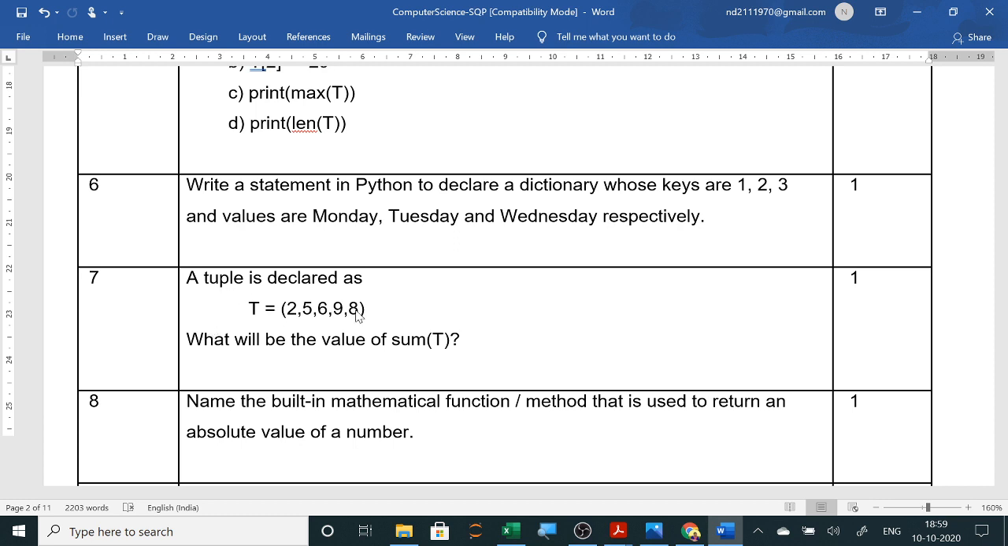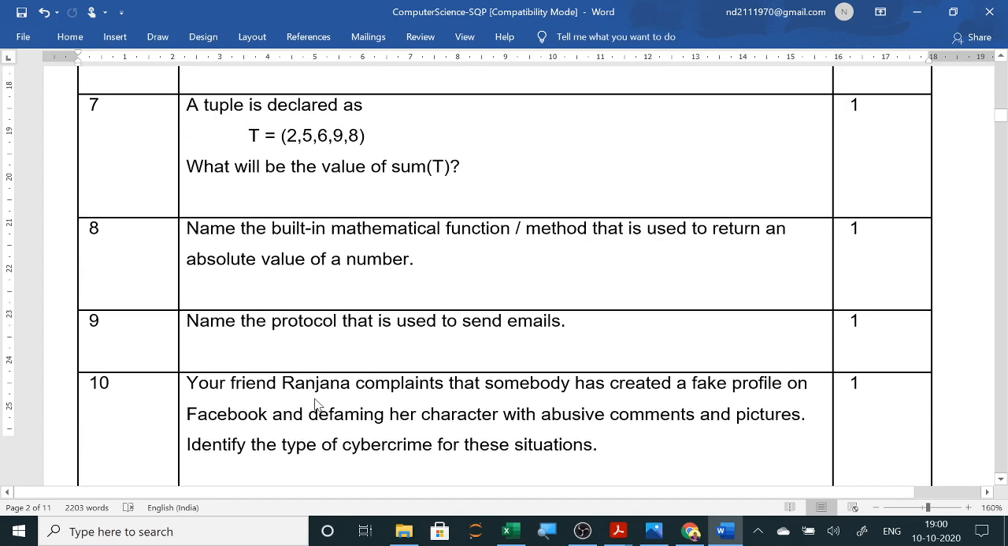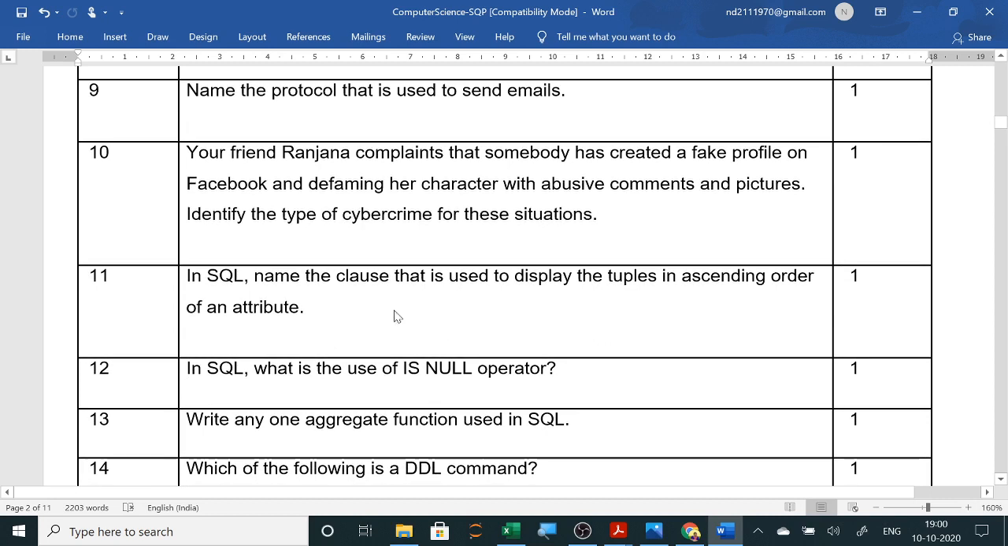A tuple is declared like this. What will be the value of sum of t? So a function on a tuple. We have applied some functions. Name the built-in mathematical function to return the absolute value. So all the functions we will prepare, protocols we will prepare, and then the case study, identify the type of cyber crimes, different cyber crimes we have to prepare.